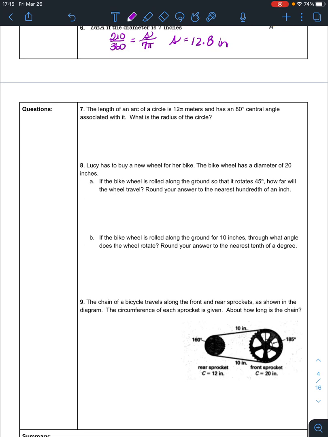Let's continue to look at this. The length of the arc is 12 pi. So the length of the arc is 12 pi, and it has an 80-degree central angle. What is the radius of the circle? So in this case, we have 80 degrees out of 360 degrees is equal to, this time we know the length of the arc, so we know 12 pi over 2 times pi times r.